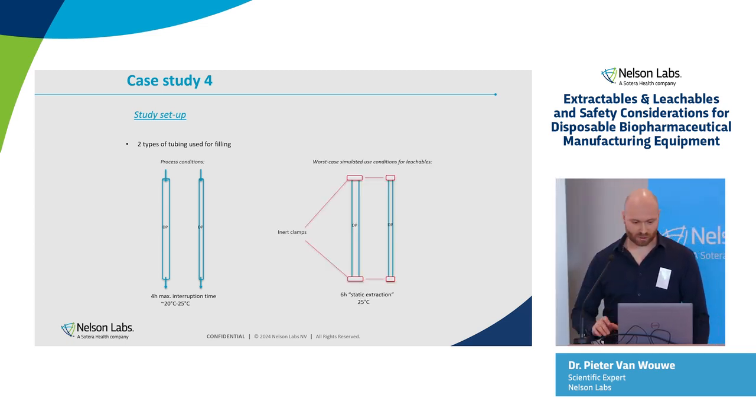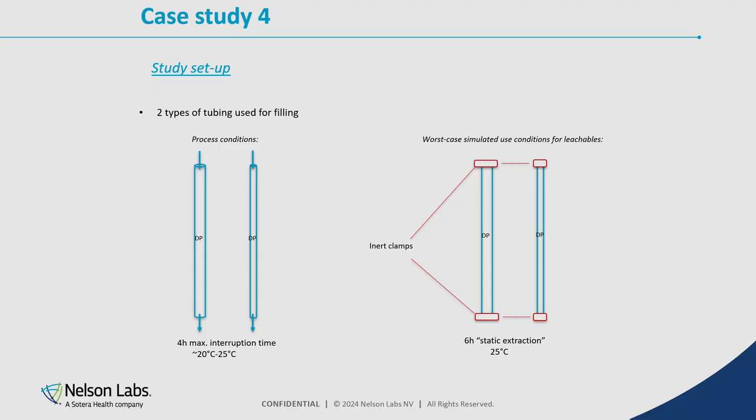So what we did was we filled those tubings. So it was one with a large diameter and a small diameter. We filled it using a peristaltic pump. We closed it using inert clamps, and we did a 6-hour static extraction. So worst case for the 4 hours. And we did it at 25 degrees C, which is the upper temperature of the normal temperature range of use.